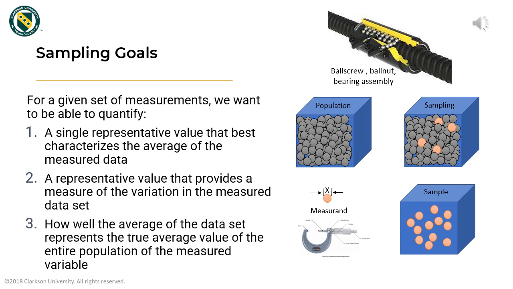And lastly, we want to know how well the average of the data set represents the true average of the entire population of the measured variable. The value of 1 can vary with repeated data sets, so the difference between it and the true average value of the population is a type of random error. 3 requires establishing an interval within which the true average value of the population is expected to lie. The interval quantifies the probable range of this random error, and it's called random uncertainty.